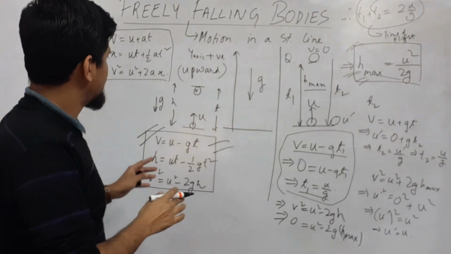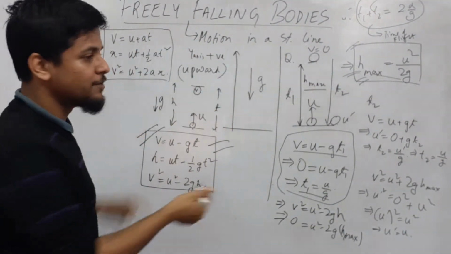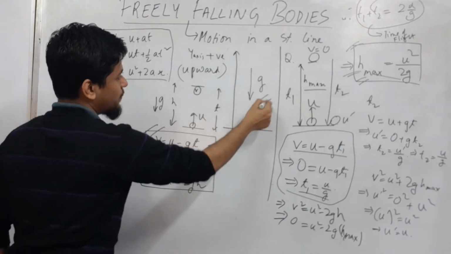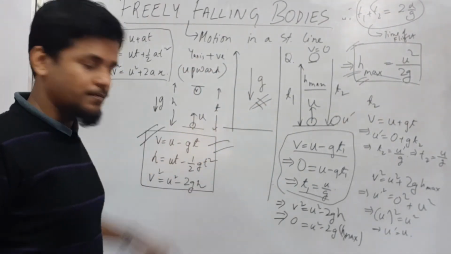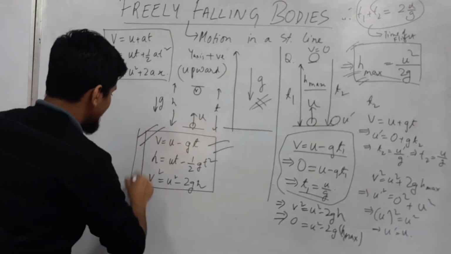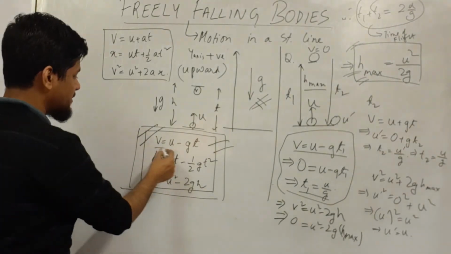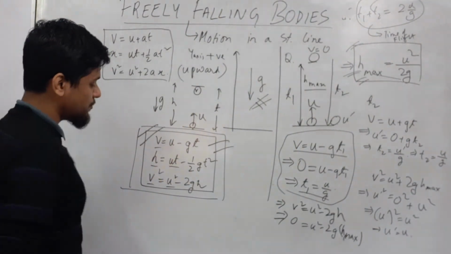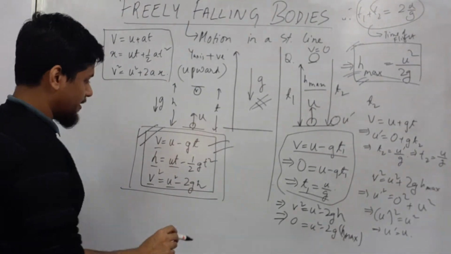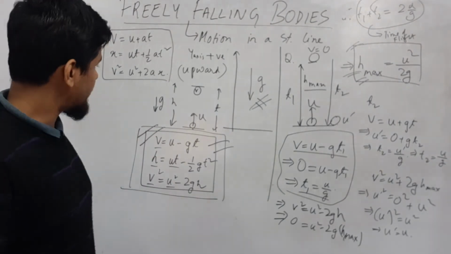Basically, freely falling bodies are motions in a straight line, and you need to assume the convention for the direction of g and the y-axis being upward and downward. These are the equations of motion that you need to remember: v is equal to u minus gt, h is equal to ut minus half gt square, and v square is equal to u square minus twice g h. And the thing that we are considering is the body going upwards.